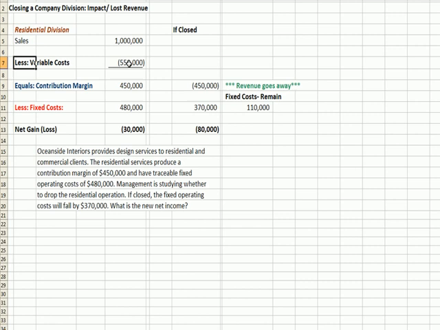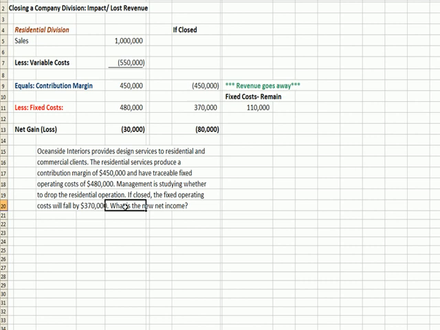Here's our contribution margin, $450,000. So there's some revenue going on here. They have traceable fixed costs of $480,000. Management is studying whether to drop the residential operation. If closed, the fixed operating costs will fall by $370,000. The question, what's the new net income?